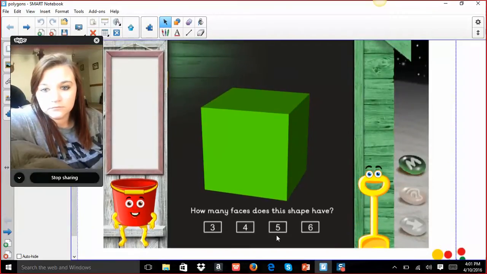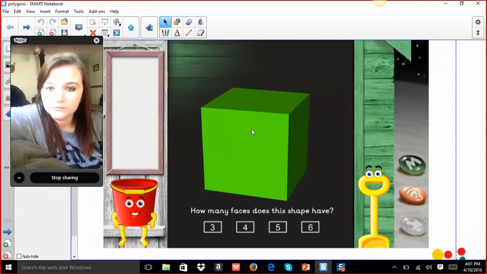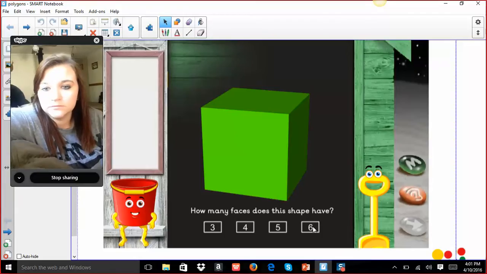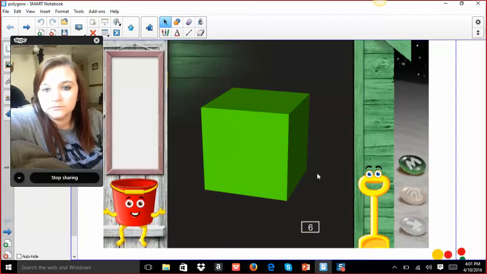How many faces does this shape have? Okay, so let's count the faces. The faces are these smooth things right here. So we have 1, 2, 3, and then we also have 3 that are hidden. So 3 plus 3 is 6. Yes, that's right.